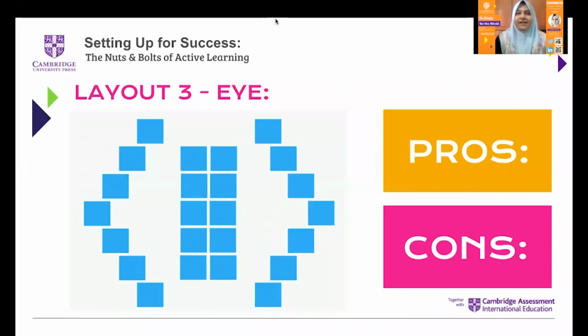Here comes the next layout. This is called the I formation. This arrangement is useful when you are setting up a debate or a discussion. A group of students that will debate will be at the center of the I, and the rest will be the audience surrounding it.